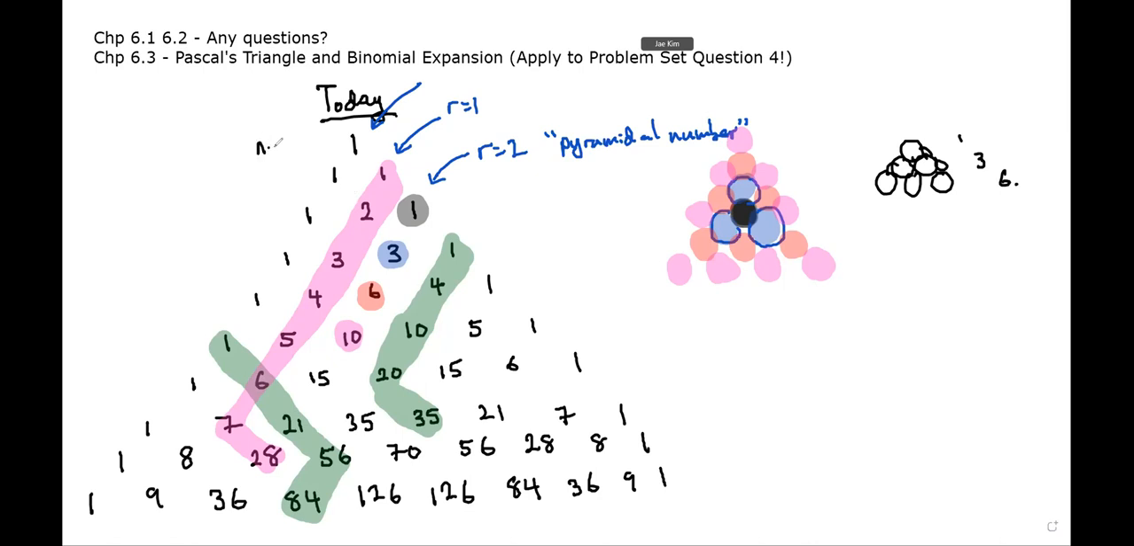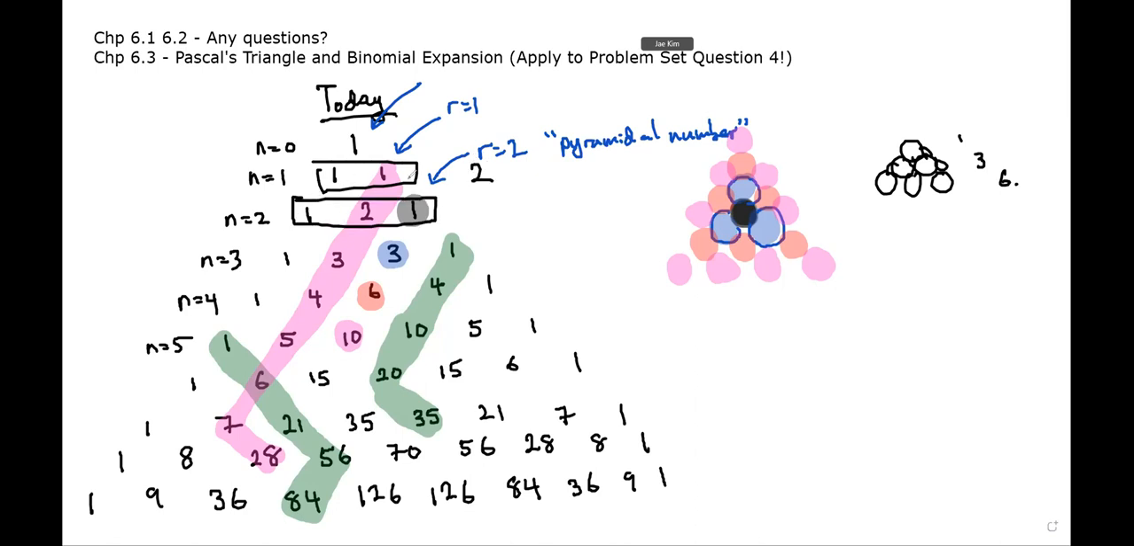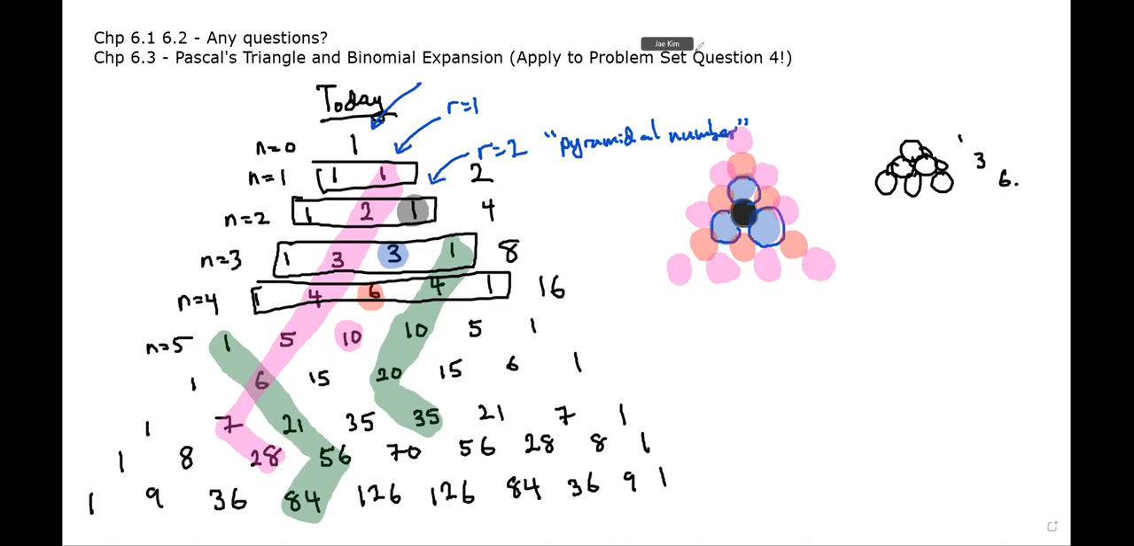Please consider the sum of each row. What is the sum of this row? 2. What is the sum of this row? 4. What is the sum of this row? 1 plus 3 plus 3 plus 1, that's an 8. The sum of the next row? 1 plus 4, 5, plus 6, 11, plus 4, 15, plus 1, 16. Without having to add the next row, what would you guess the next number to be? 32. 32, yeah, that's right.